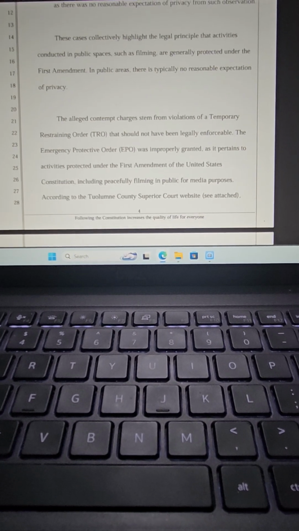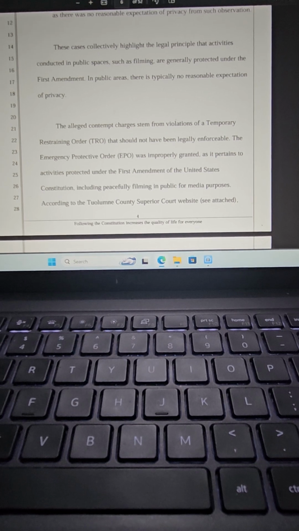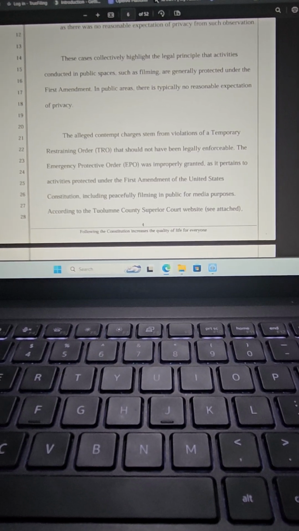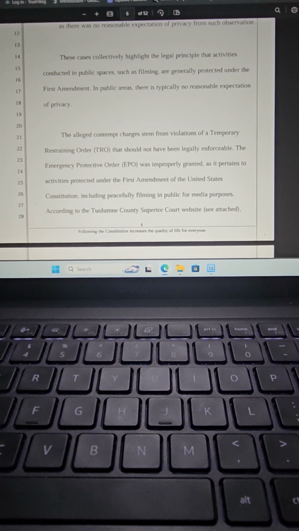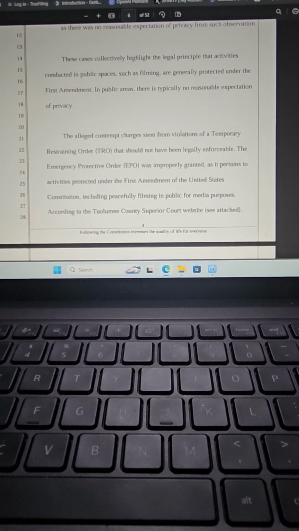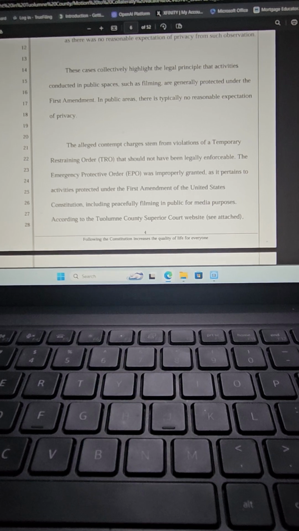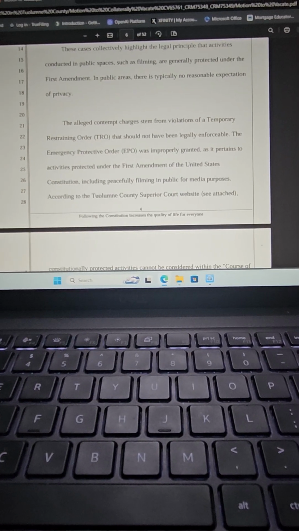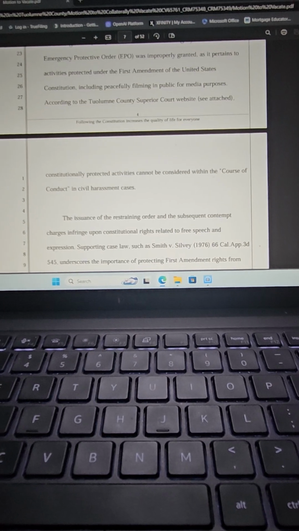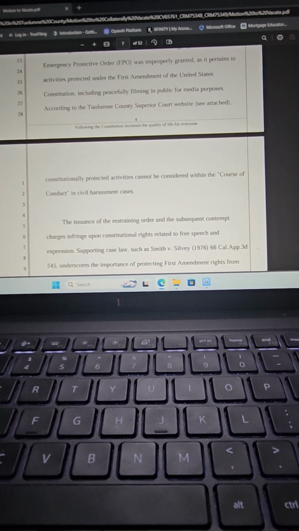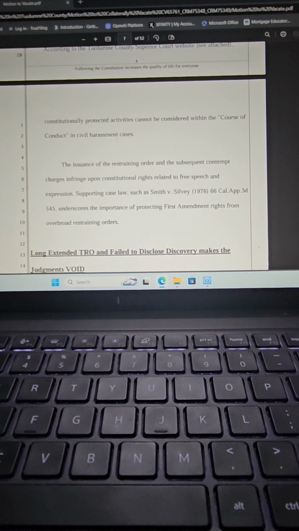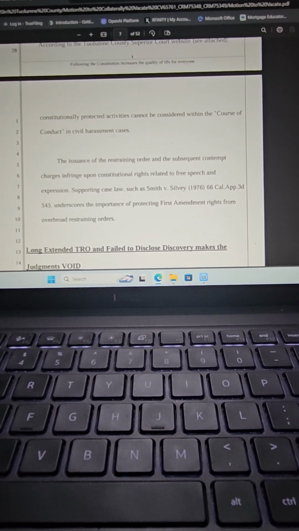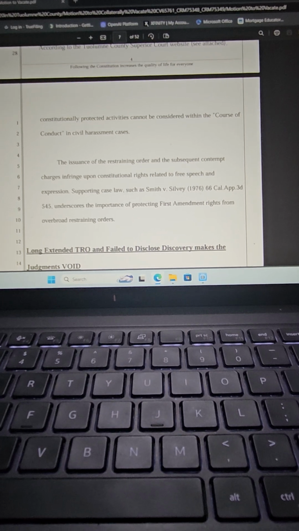The alleged contempt charges stem from violations of a temporary restraining order that should not have been legally enforceable. The emergency protection order was improperly granted as it pertains to activities protected under the First Amendment of the United States Constitution, including peacefully filming in public for media purposes. According to Tuolumne County Superior Court's website, see attached, constitutionally protected activities cannot be considered within the course of conduct in civil harassment cases. The issuance of the restraining order and the subsequent contempt charges infringe upon constitutional rights related to free speech and expression.